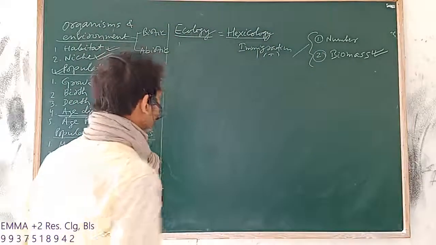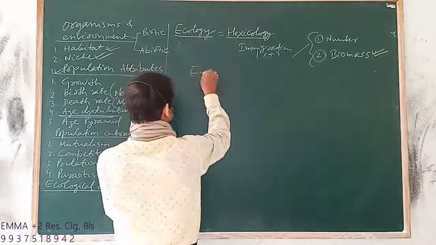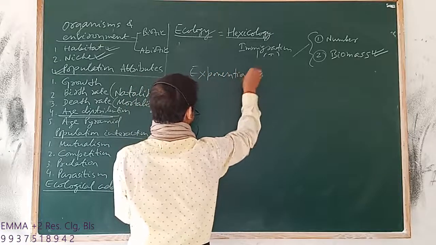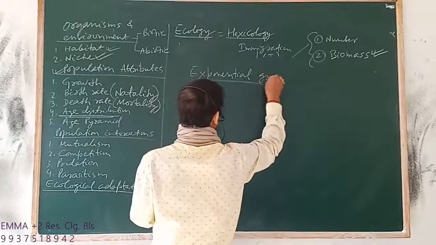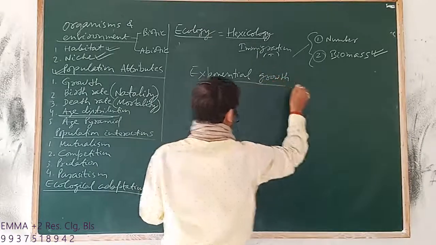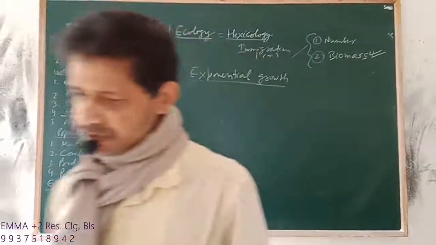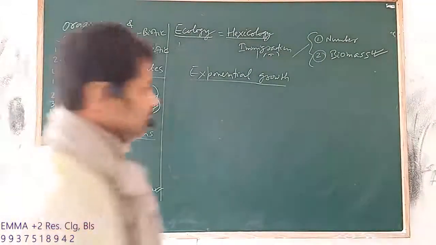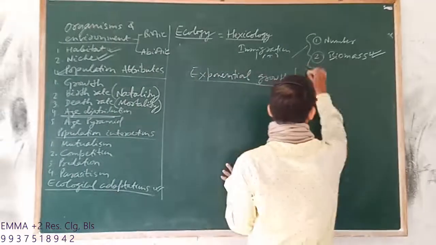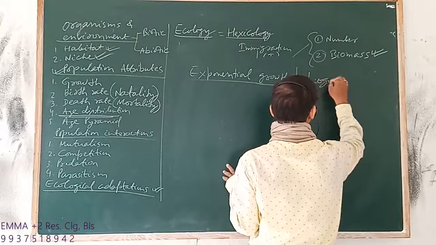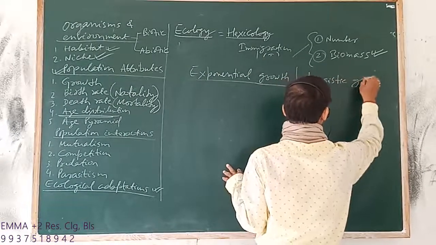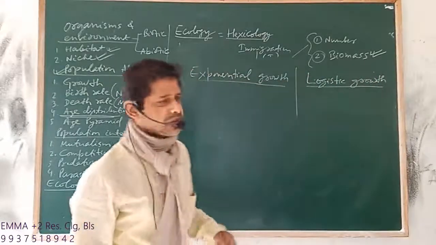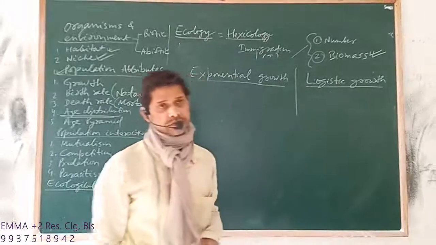So population growth model 2 type: exponential growth model, exponential growth, and another one is called as logistic growth. Logistic growth. So population growth can be either of the two.